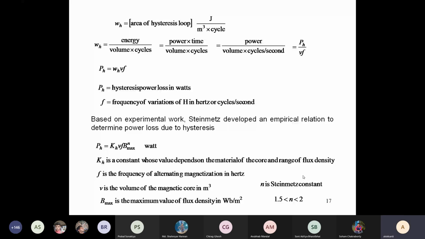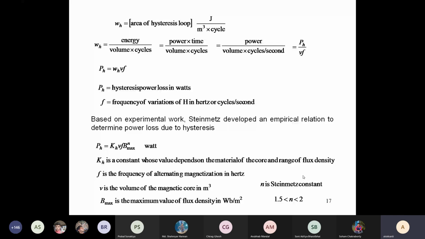Sir, but still, if we have B max, the unit is Tesla. So if the value of n is 1.5 in some case, then it will be Tesla to the power 1.5. And if it is 2, then it will become Tesla square. Then we will have two different units for two different kinds of material. Then the power unit may not be in watts. Then the unit will change. The unit of kh will differ, I think.